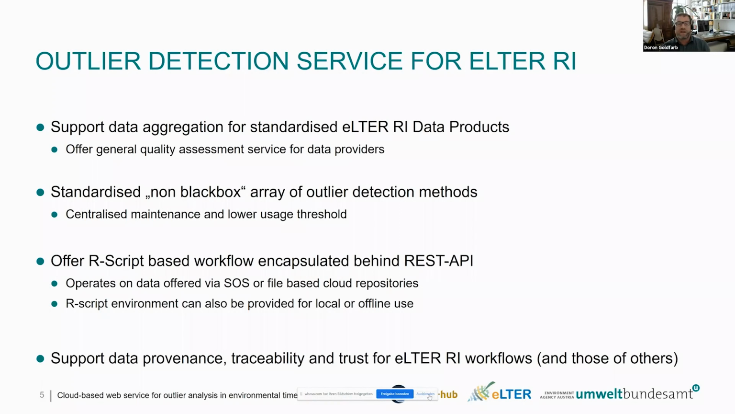So the idea is, first of all, to reuse existing methods that are made available via R packages, and in that case, to provide RScripts, which perform the basic steps of retrieving the data, processing the data, annotating the data with the detected outliers, and to encapsulate that workflow behind the REST API, and to provide access to data, so to offer commands to tell the RScript to either derive the data to be analyzed from SOS or from file-based cloud repositories.